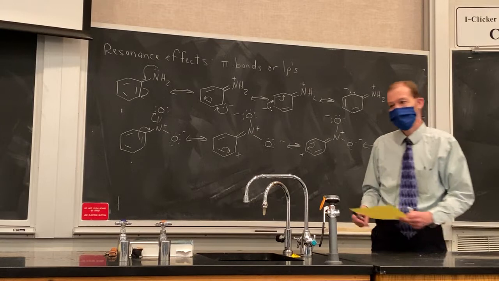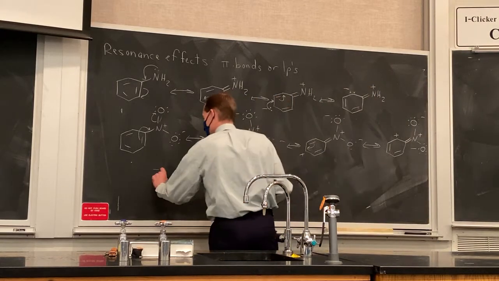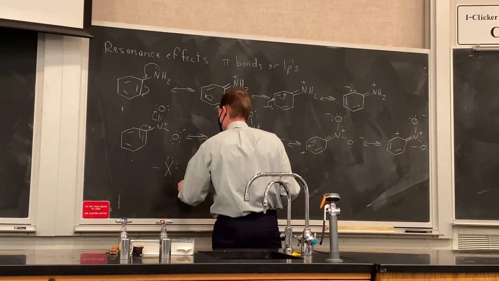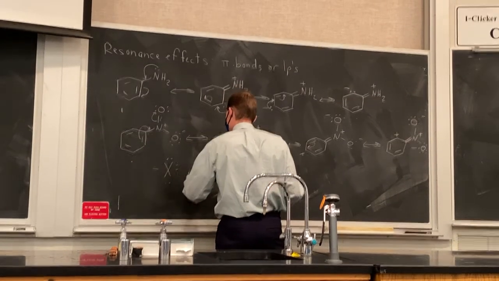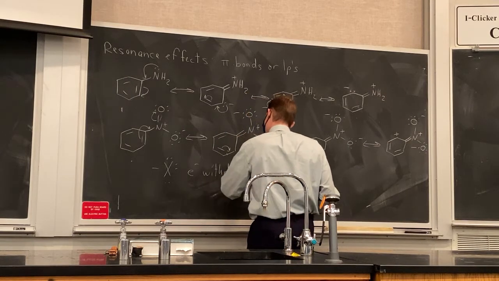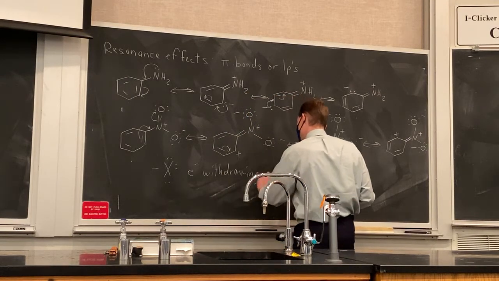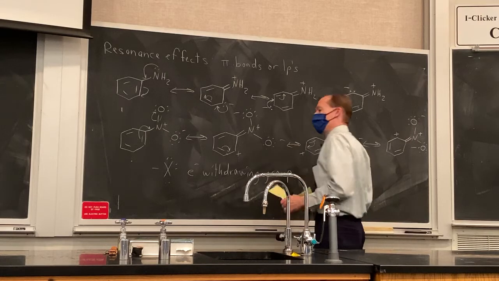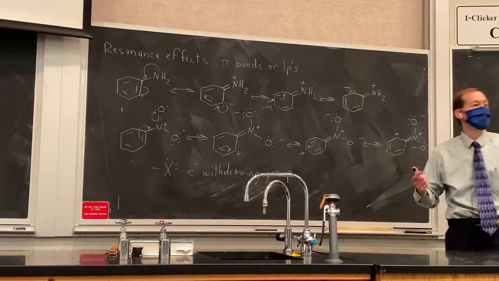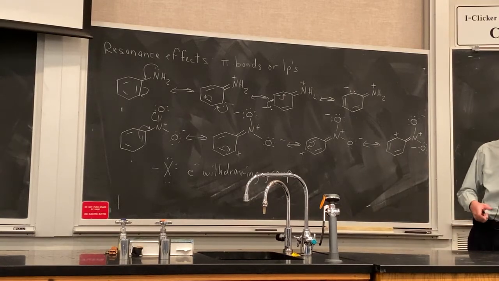Okay? So a halogen substituent is going to be an electron withdrawing group. The inductive effect is going to be stronger than the resonance effect. Okay, any questions?